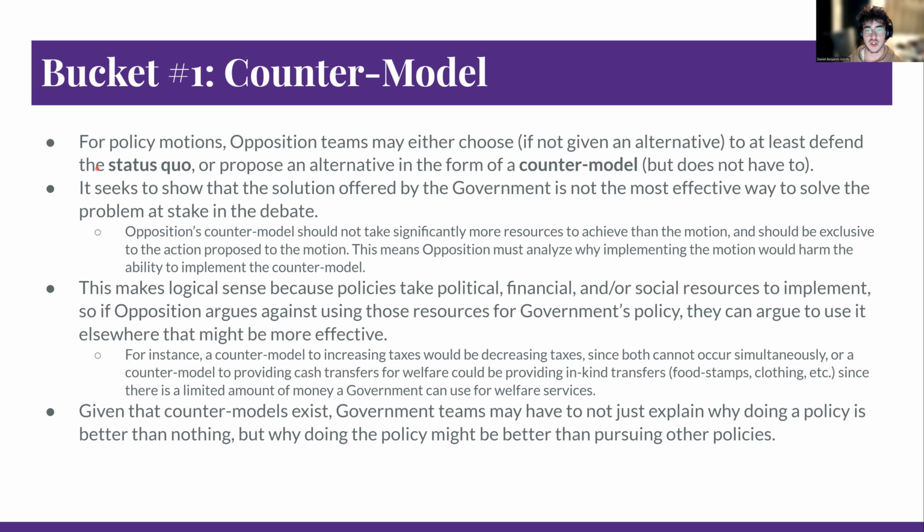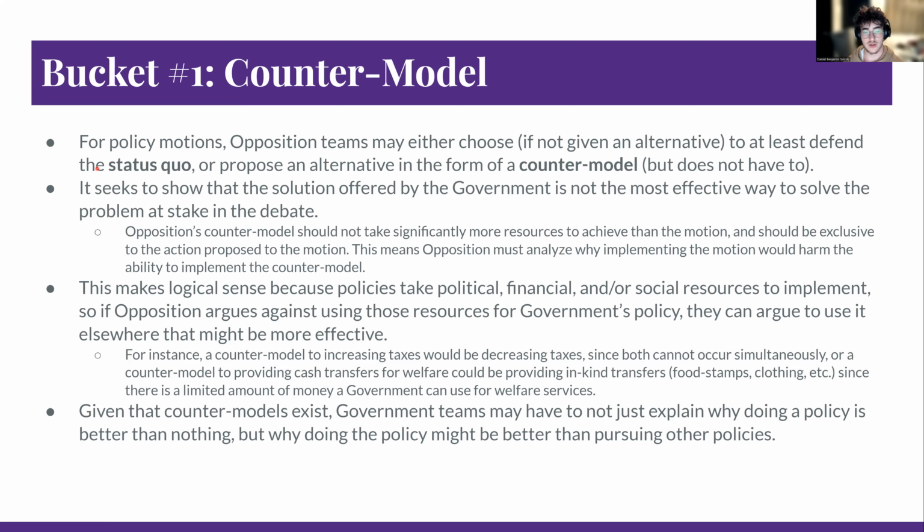So this means that opposition must analyze why implementing the motion would harm the ability to implement the counter model. It's really easy, as long as you're able to explain that the motion, if implemented, makes it harder for you to get the counter model. For example, if there's a limited amount of financial resources that you have, and therefore allocating them to the model and what the motion makes it cost to the counter model, that is a valid way to analyze things.